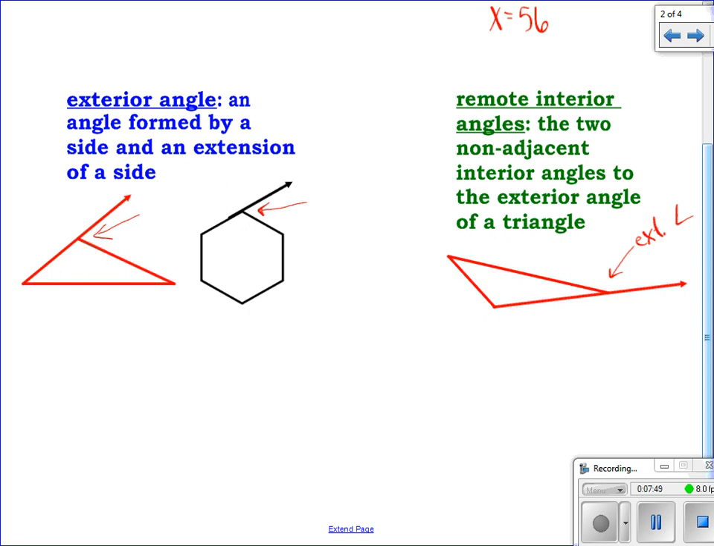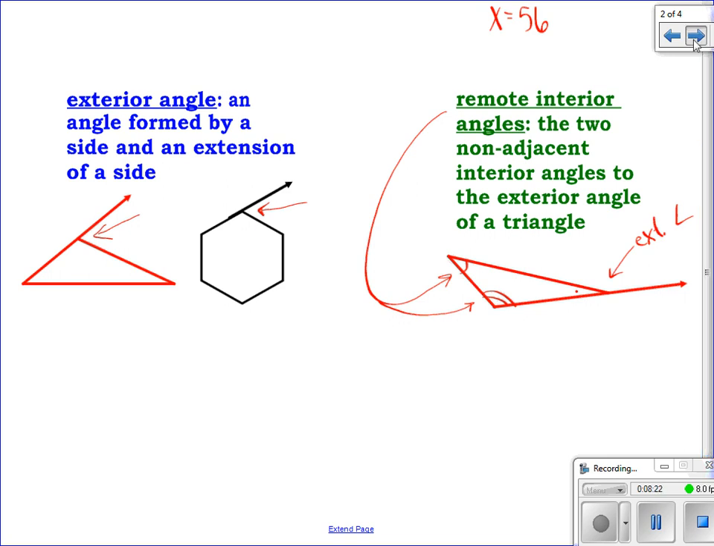So here's your exterior angle right here. The remote interior angles are the ones that are far away from that angle. So it's not going to be this one. These two angles are the remote interior angles. There's a relationship between the two remote interior angles and the exterior angle that we're going to learn on the next page. Okay, but you should have an arrow drawn to those two angles, which are the furthest away from the exterior angle. Those are the remote interior.